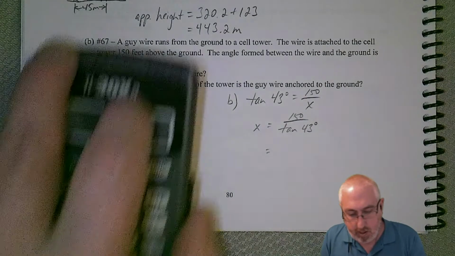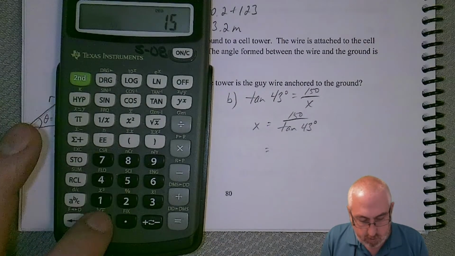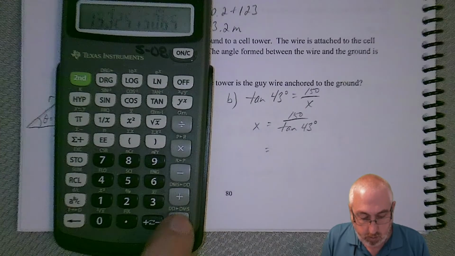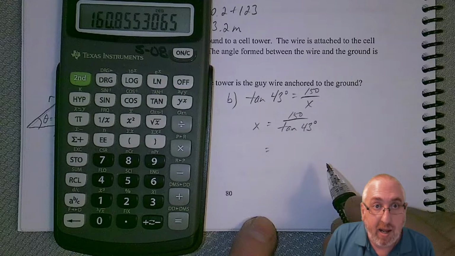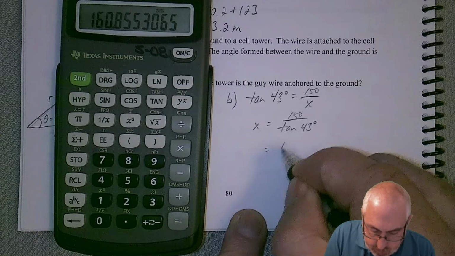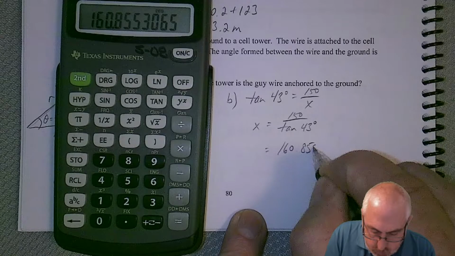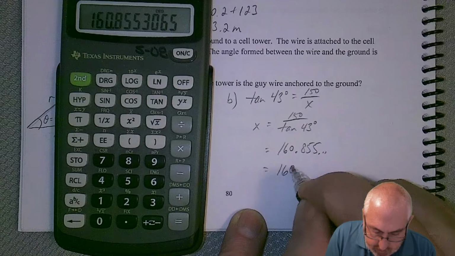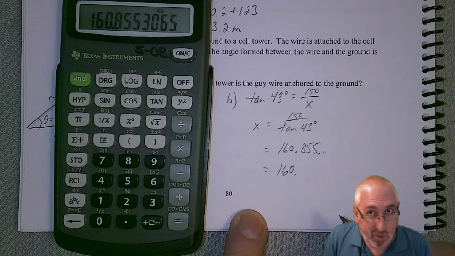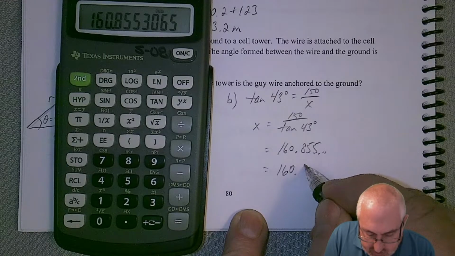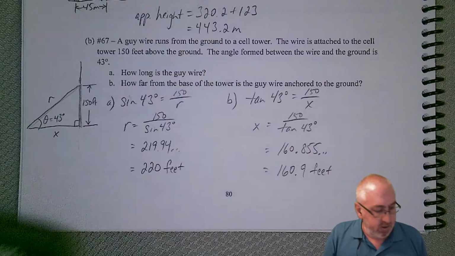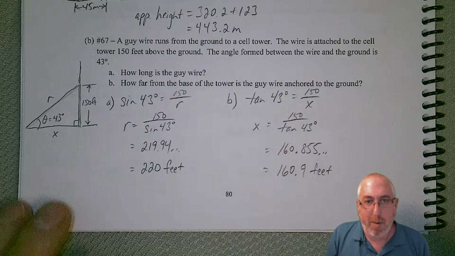So let's see what we get in this one. 150 divided by tangent 43 equals 160.855. And we'll round it to one place. Now, some of you would say, well, can't we just round it to 161? It's pretty close, right? Yes, it is, but again, I like to err on the side of a little bit of accuracy. So too much rounding is just too much rounding in my book.